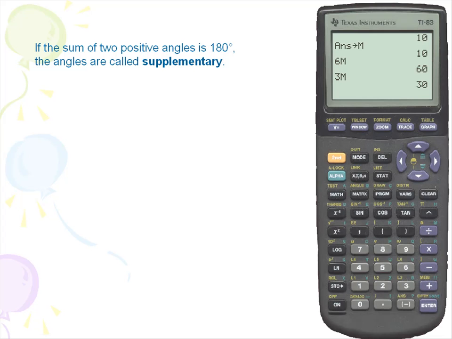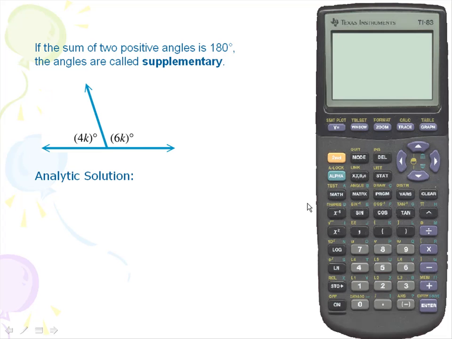If the sum of two positive angles is 180, the two angles are called supplementary angles. Let's take a look at the analytic solution. Here we have two angles, 4K and 6K, whose sum is 180 degrees. So here we'll simply set 4K plus 6K equal to 180.